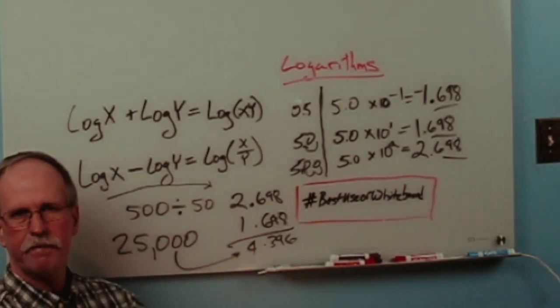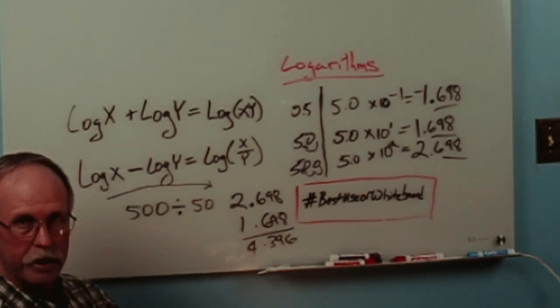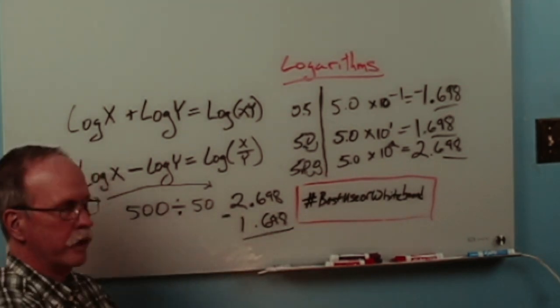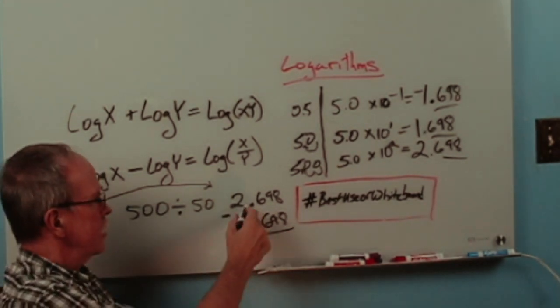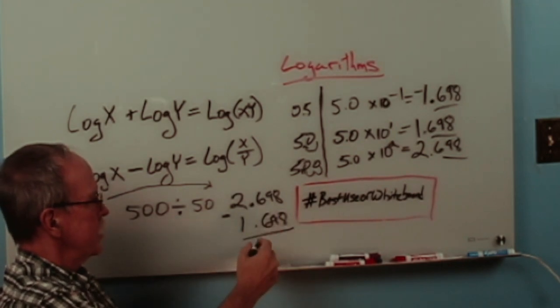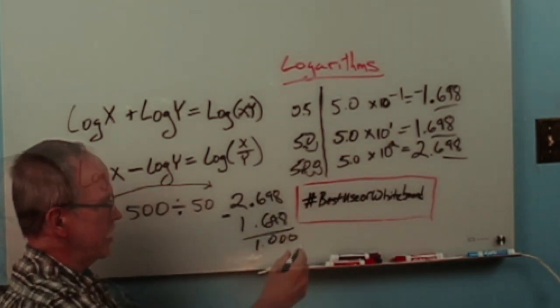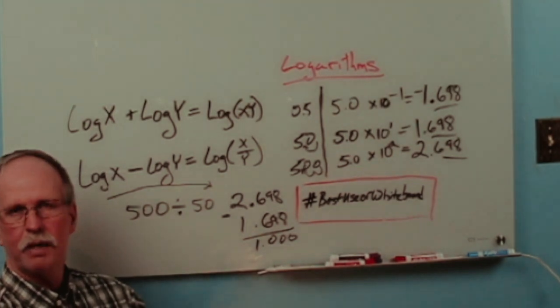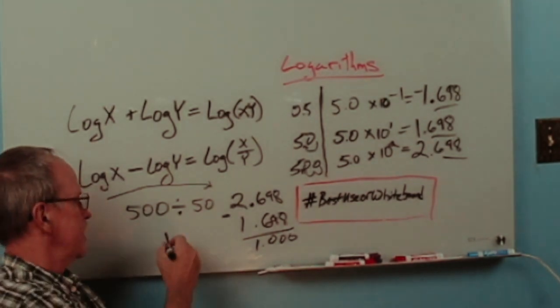Let's divide 500 by 50. What are we going to do differently here? We're going to subtract them. 2.698 minus 1.698 equals 1.00. In base 10, what's the log of 1.00? It's 10.